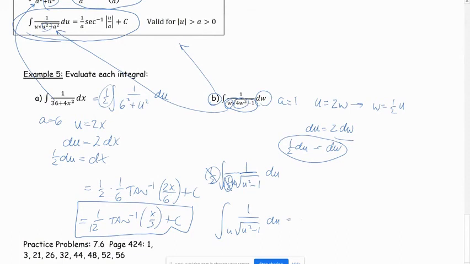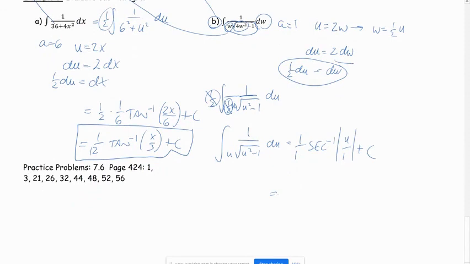So we get 1 over a, which is just 1. I'll go ahead and write it. 1 over 1 inverse secant of u over a, and that would be inverse secant of 2w plus c.